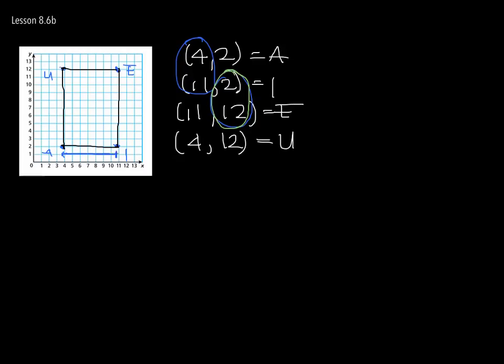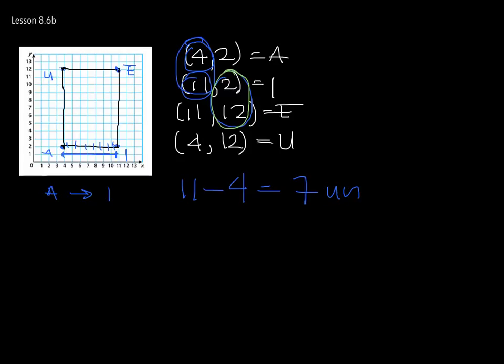Okay? To determine our length, we're going to take our largest x value, which is 11, and we're going to subtract our least, which is 4. So 11 less 4 is going to give us 7. So this is a length of 7 units. From A to I, 7 units. If I don't trust my math, I can count them. 1, 2, 3, 4, 5, 6, 7.